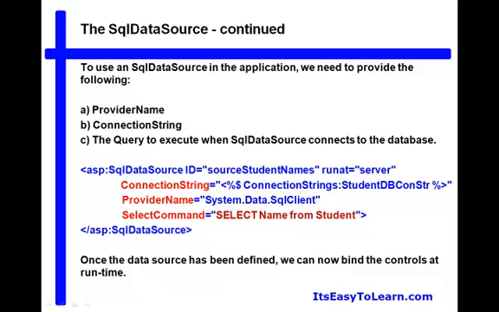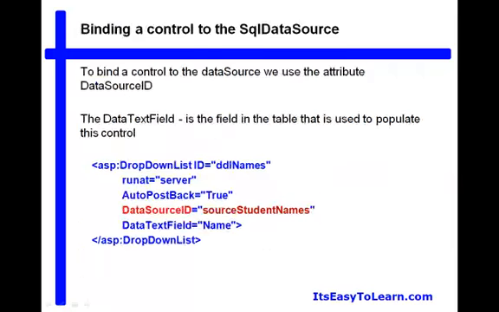Now, when the data source has been defined, we can bind the controls at runtime. To bind a control to the data source, we use the attribute data source ID. The data text field is the field in the table that is used to populate the control. Here in this example, we have a drop-down list called DDL names, and the data source ID is equal to the ID of the SQL data source which we defined in the previous step.